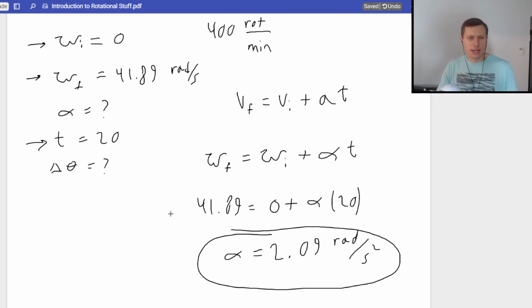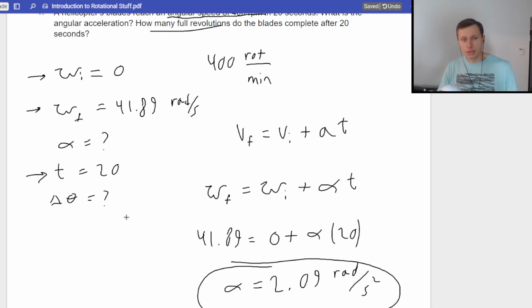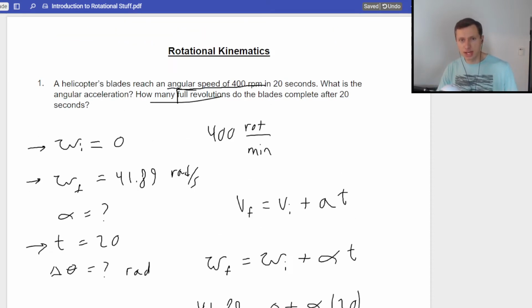Now, how are we going to find delta theta, the number of revolutions? Well, remember, delta theta is actually measured in radians. Like, if I were to plug into a formula, I find delta theta, I'm going to find radians, I'm not going to find revolutions. That's a problem because the question's asking us to find revolutions. So how do I do that?